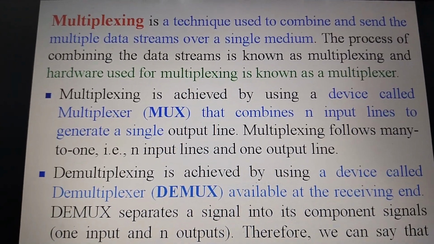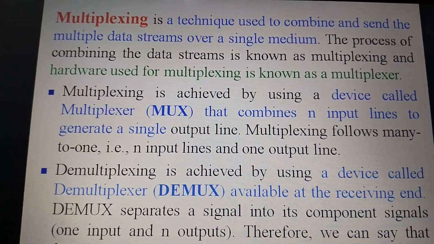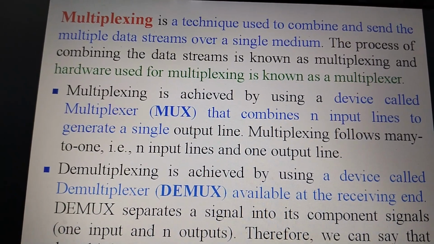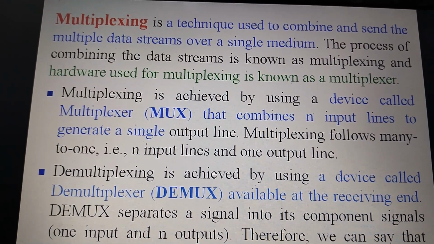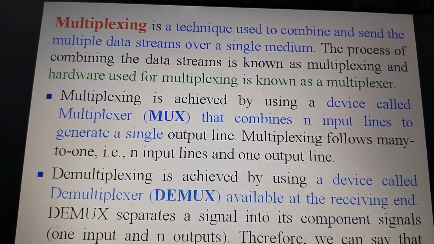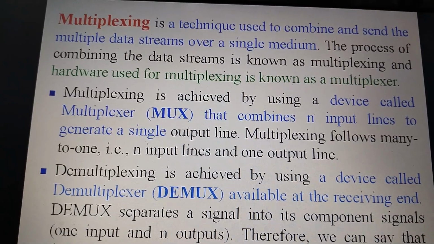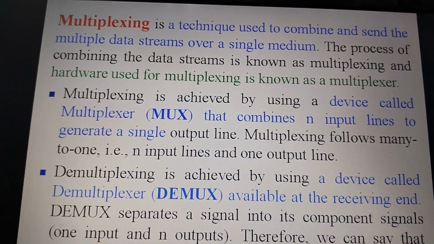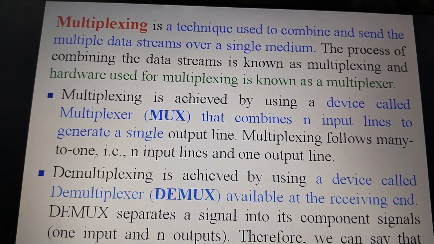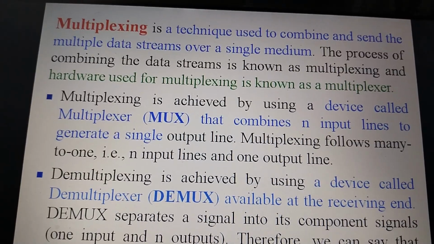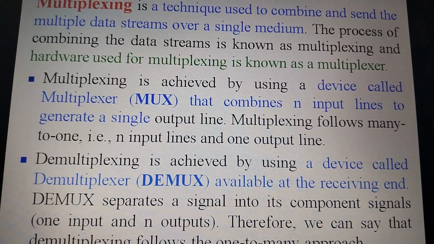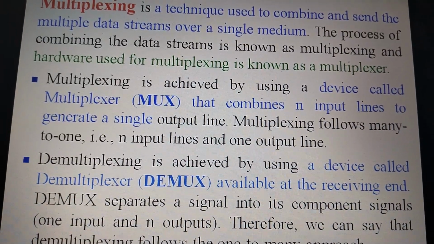In multiplexing, the multiplexer is a device that will perform the adding operation. The multiplexer, in short, we write as MUX. The duty of the multiplexer is to combine the n input lines to generate a single output line. Multiplexing follows many to one: many inputs to a single output, n input lines and one output line.